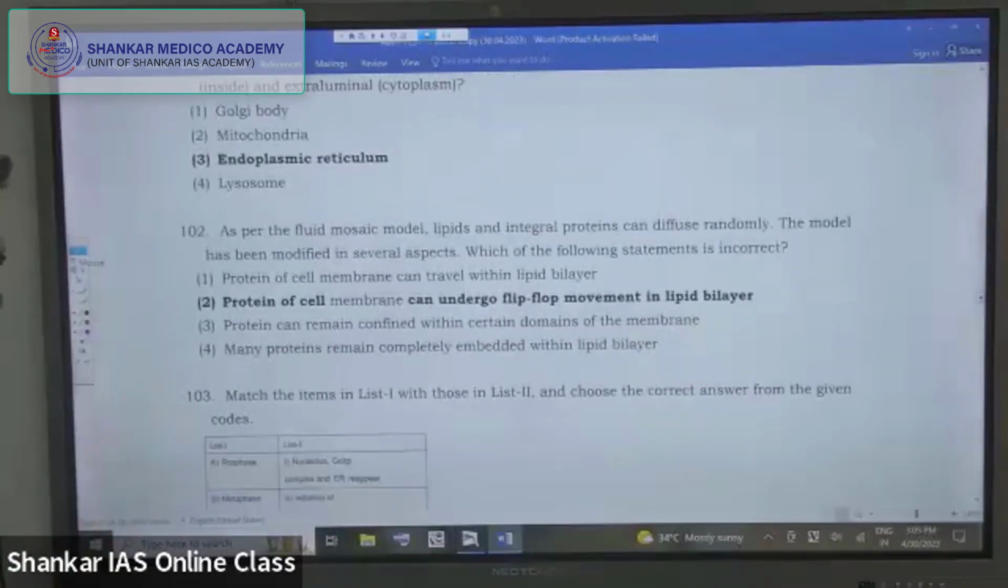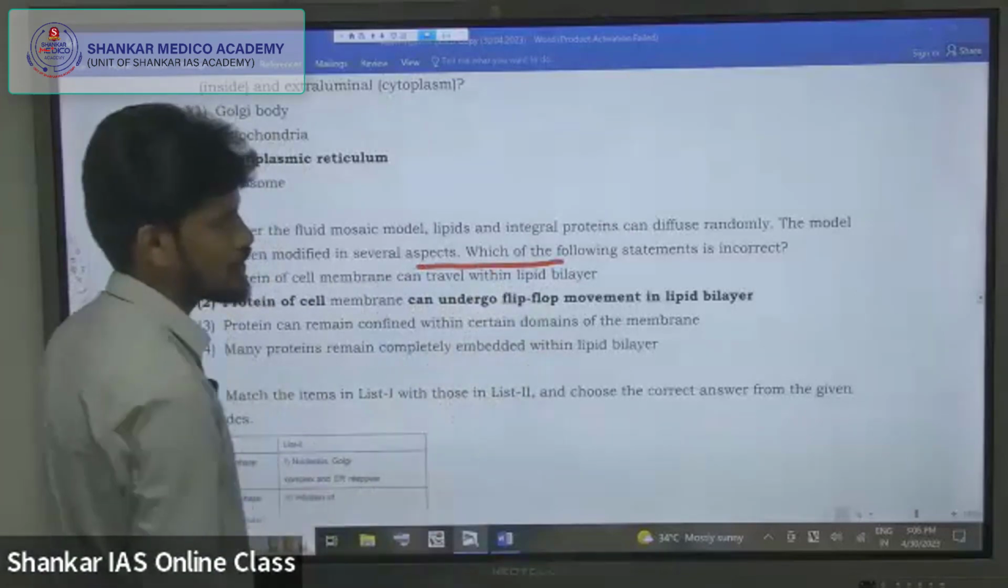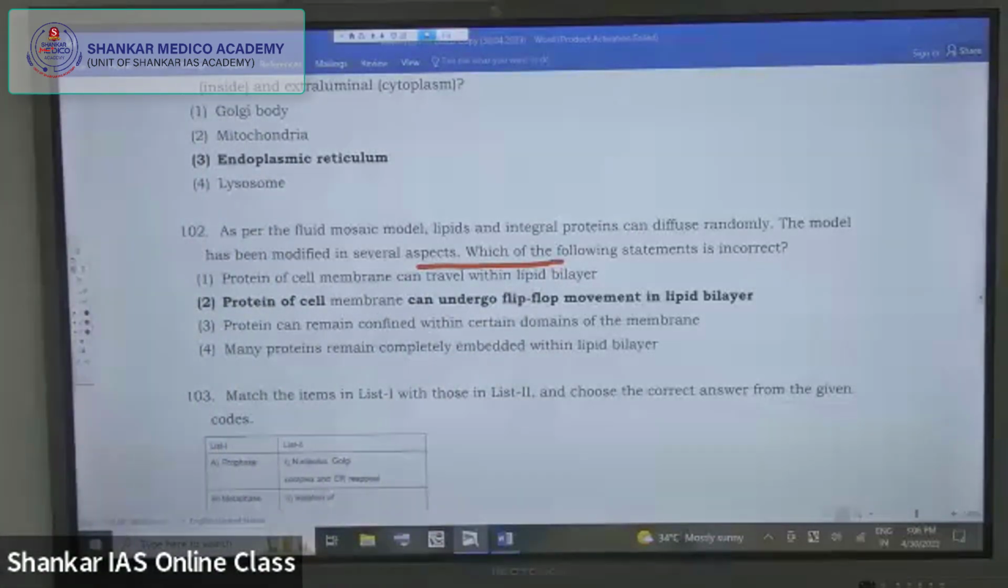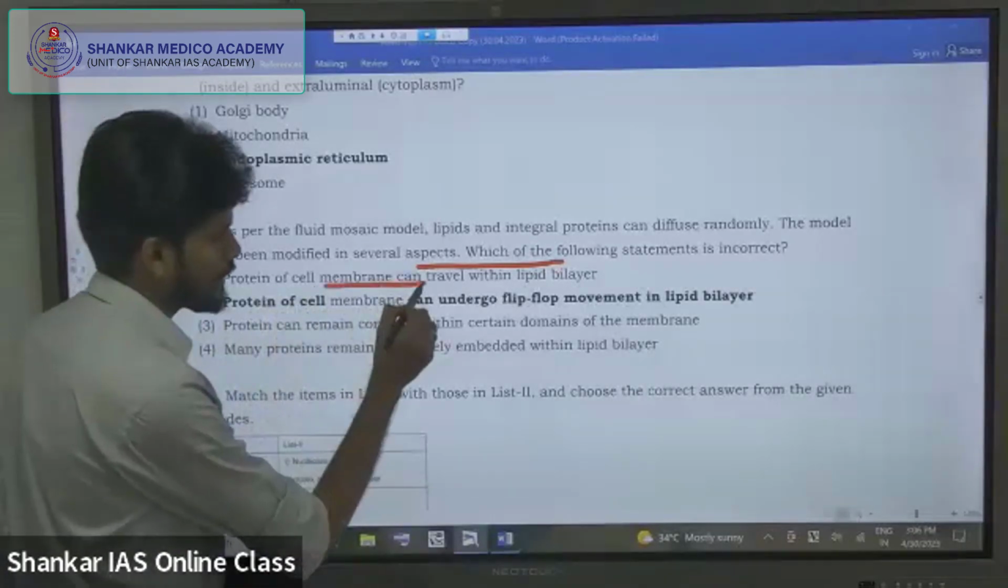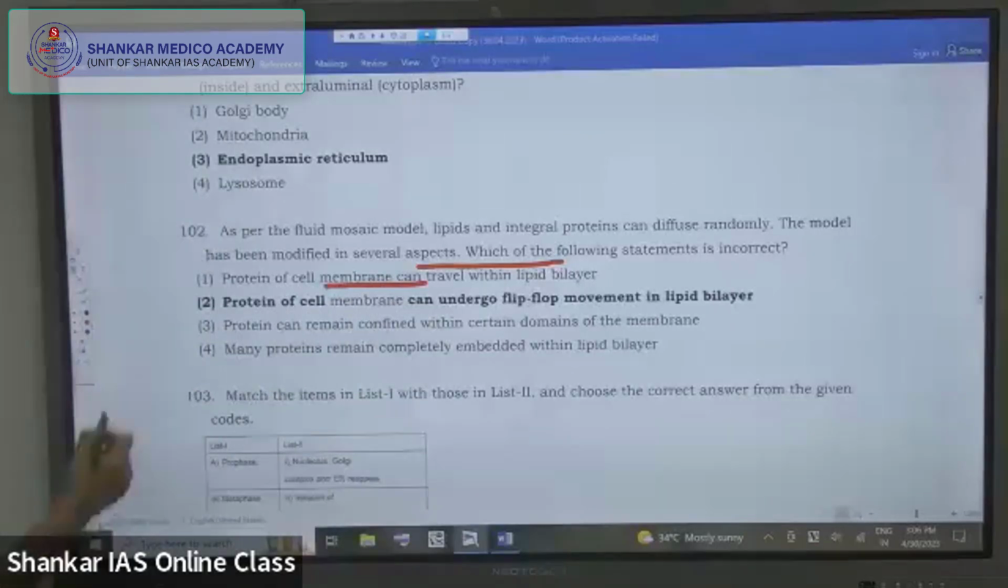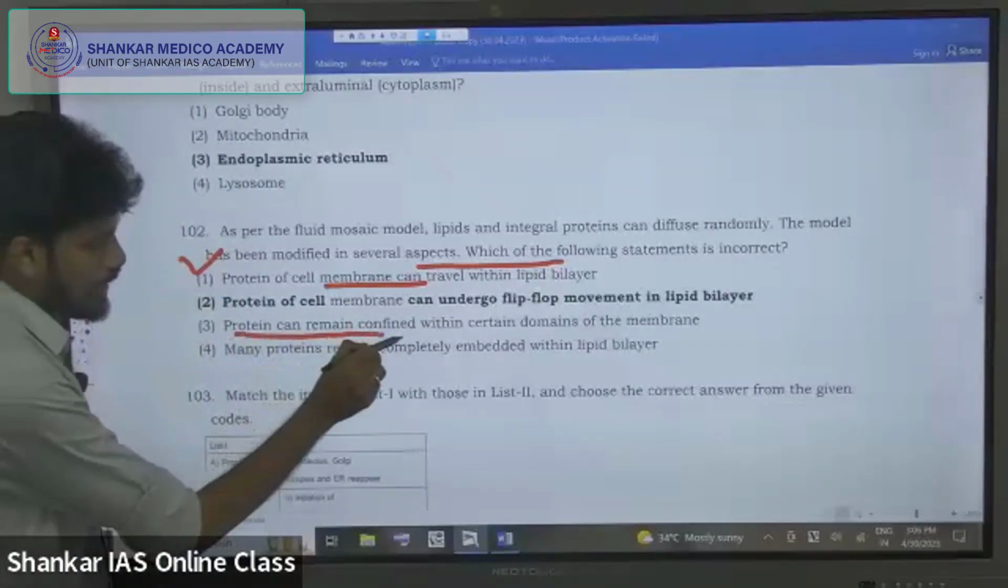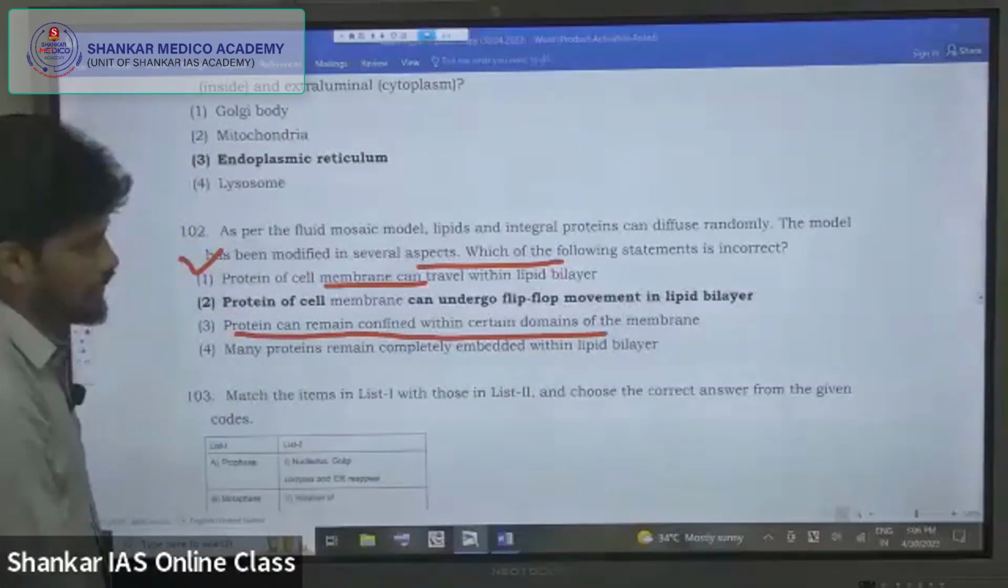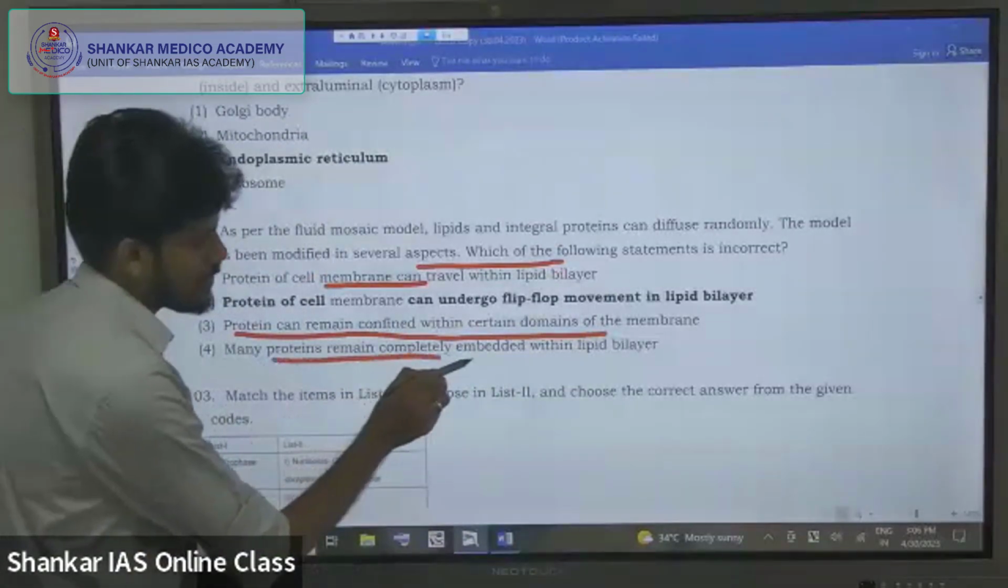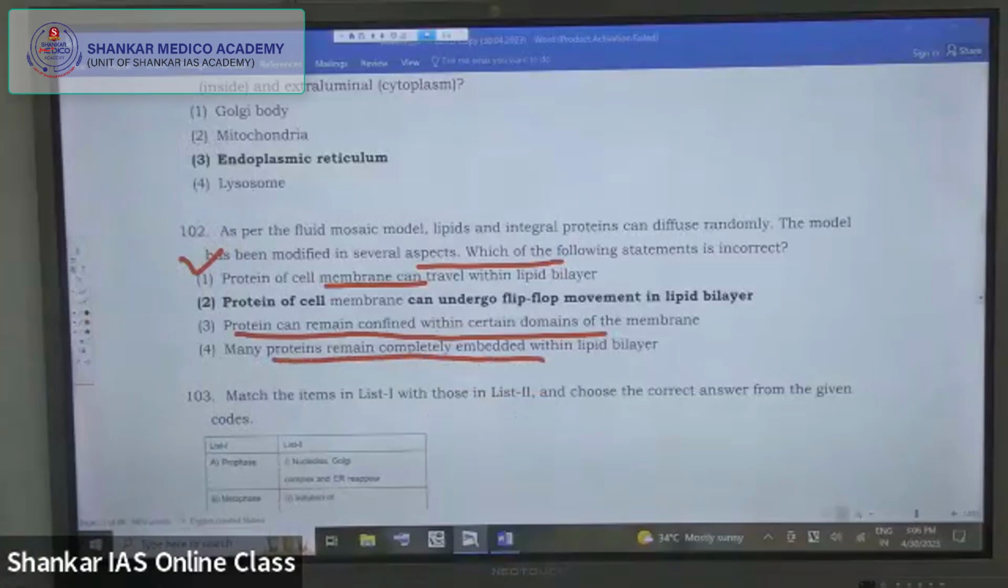Next question: as per the fluid mosaic model proposed by Singer and Nicolson, the lipids and integral proteins can diffuse randomly. This model has been modified in several aspects. Which of the following statements is incorrect related to this fluid mosaic model? Here you can see the proteins of the cell membrane can travel within the lipid bilayer, so this is correct. The proteins can remain confined within certain domains of the membrane, or many proteins remain completely embedded within the lipid bilayer. This also will be there as per the fluid mosaic model.